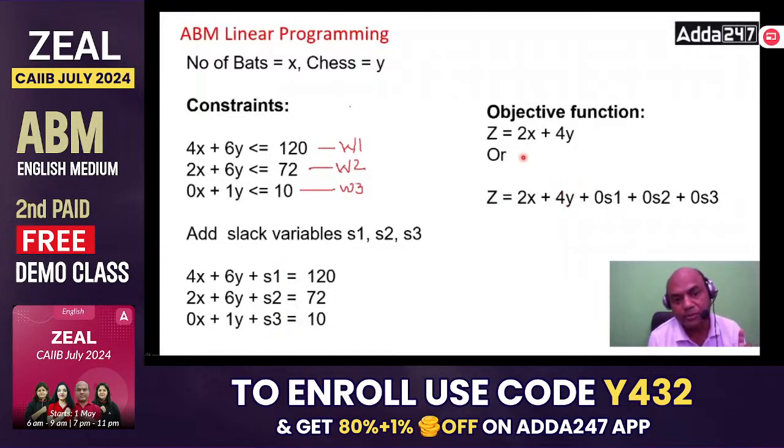So these S1, S2, S3, you have to write in the Z function also. So for the simplex method, remember, if they ask you to write the equations in simplex method, then the objective function will also become like this: 2x plus 4y plus 0S1 plus 0S2 plus 0S3. All these S1, S2, S3 will come over here also with the coefficient of 0. And these will be your constraint equations.